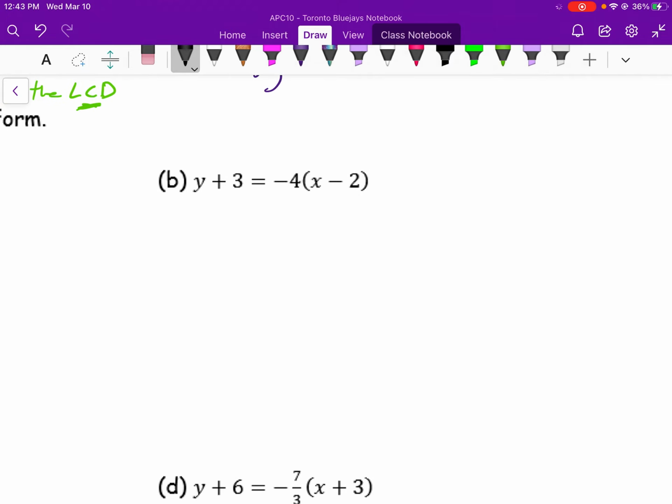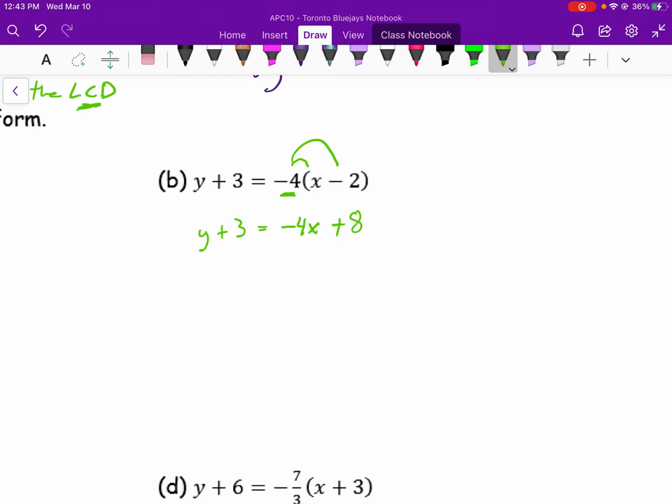All right, good times. Again, I'm going to take a look. What I notice is that I have a constant, negative 4, and it is being multiplied to a binomial. So on the left-hand side I should see y plus 3 is equal to, and on the right-hand side, I need to multiply negative 4 by x. Negative 4 times x is negative 4x. Negative 4 times negative 2 is positive 8. And just like that.